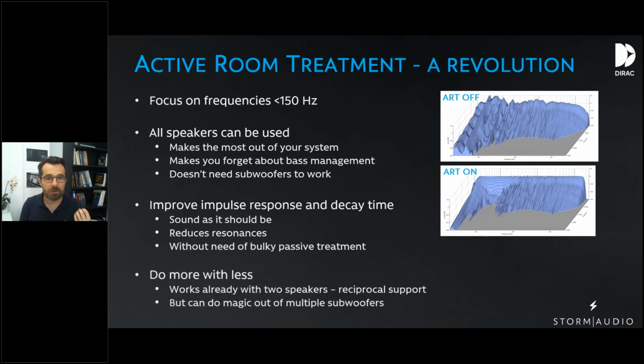In the end, you can do a lot with not much, and it translates into being extremely efficient already when you play with just two speakers in a stereo system.